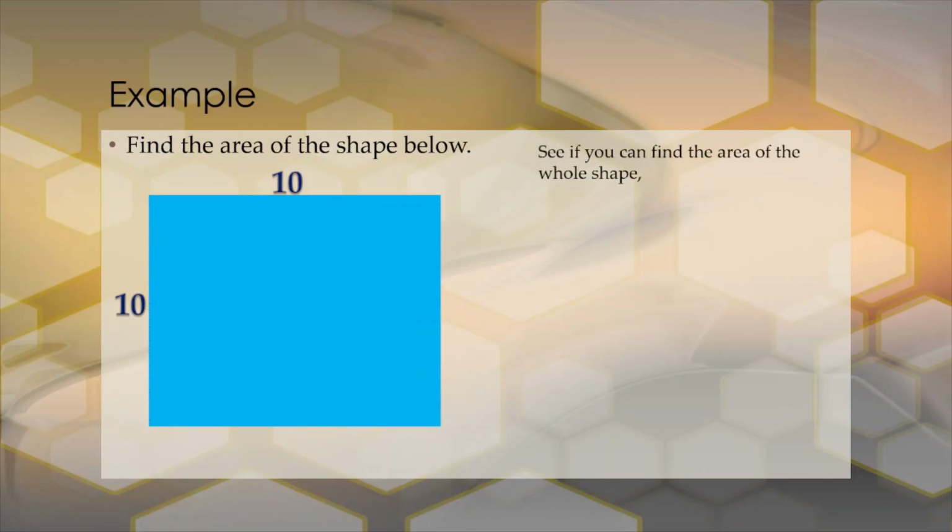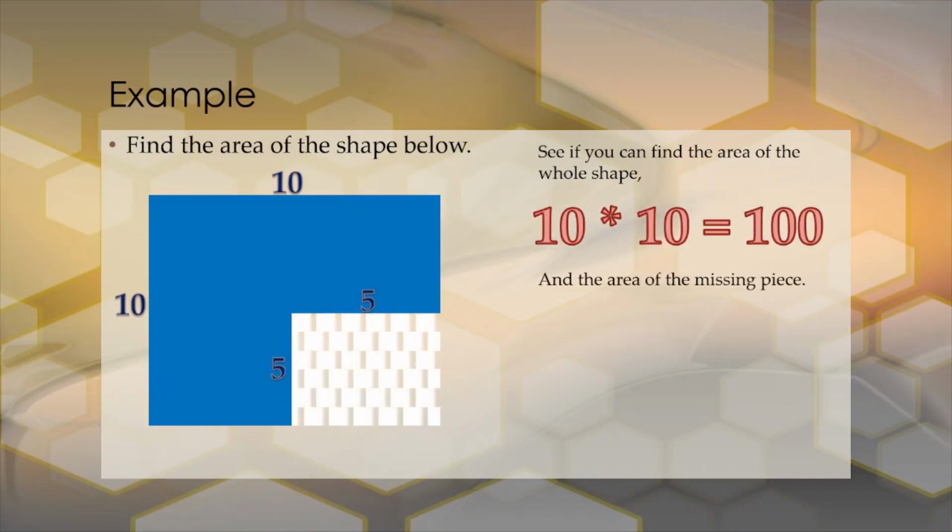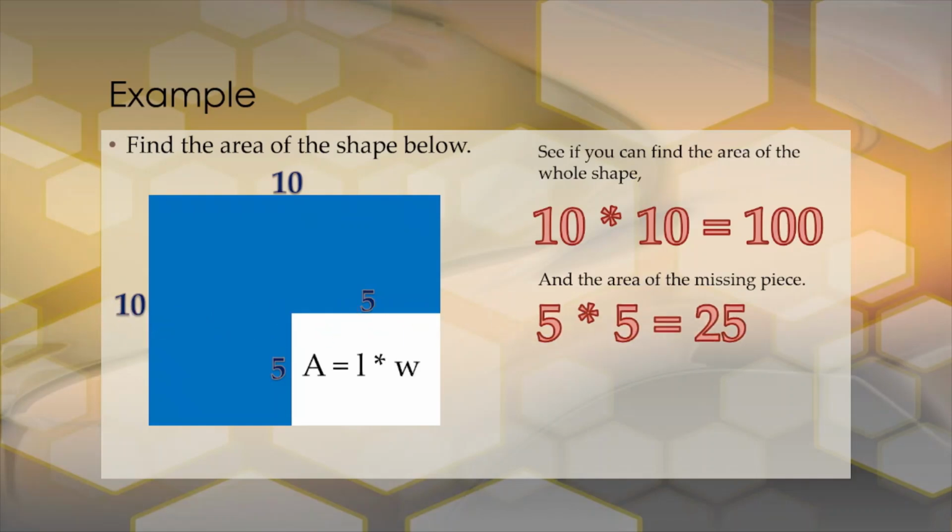See if we can find the area of the whole shape first, like nothing was missing. We notice it's a square, so the area is going to be 10 times 10, which is 100. Then I want to take away that missing part. If I just look at that part that's not really there, it's another square. It's 5 by 5, so the area of that missing part is 25.